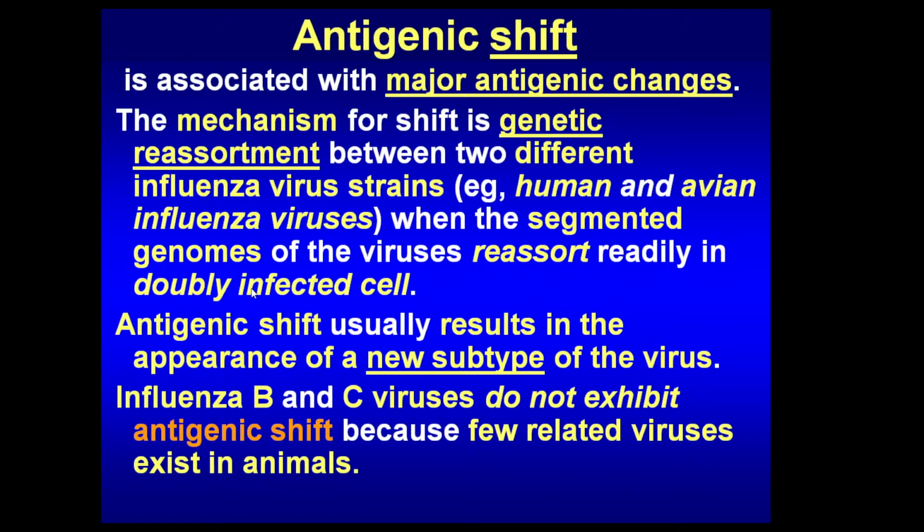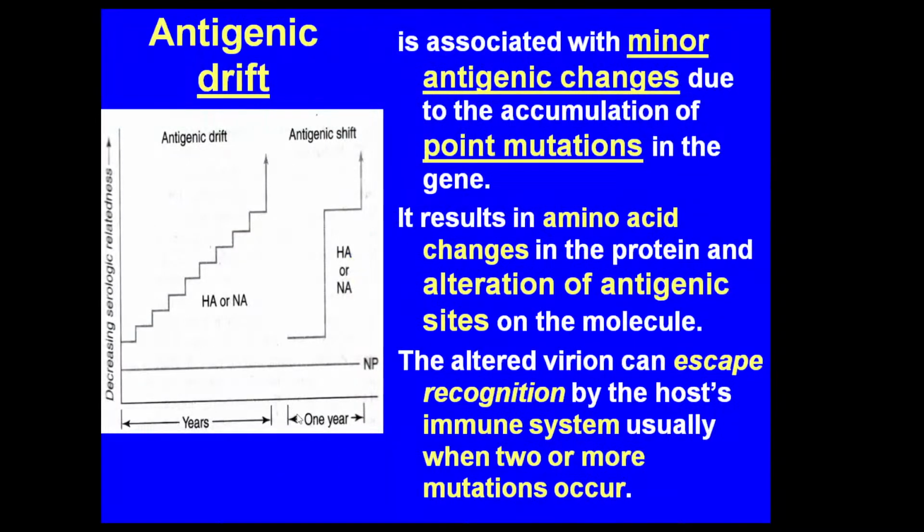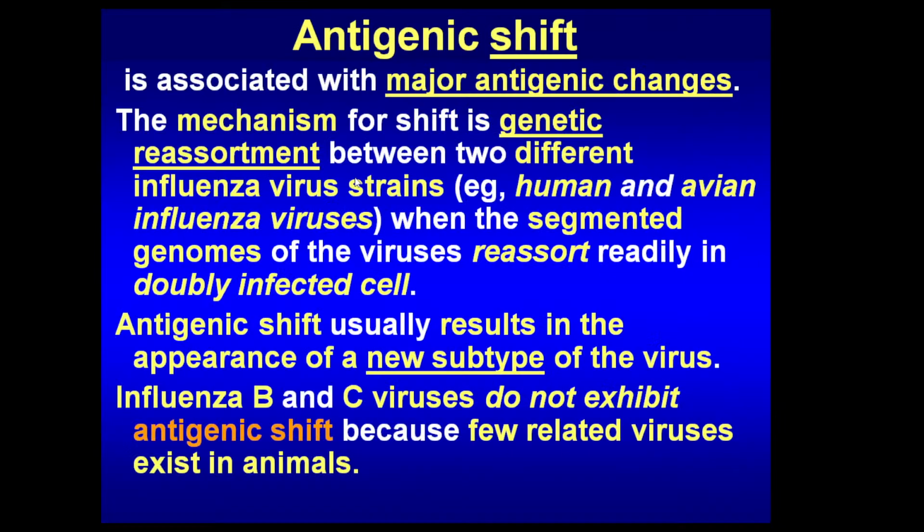And that occurs when the segmented genome of the virus reassorts readily in a cell co-infected with two different types of influenza viruses. As a result of this reassortment, a new subtype will appear within a year. See, this is a one-stage shift. Not many small stages, but one-stage shift. Now we know that it may also occur as a two-stage shift or three-stage shift between different types of viruses. Usually, antigenic shift doesn't occur in B and C viruses because very few related viruses exist in animals.